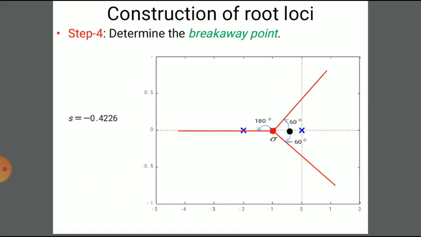That breakaway point is denoted by the black spot, equal to minus 0.4226, through which your root locus will pass.